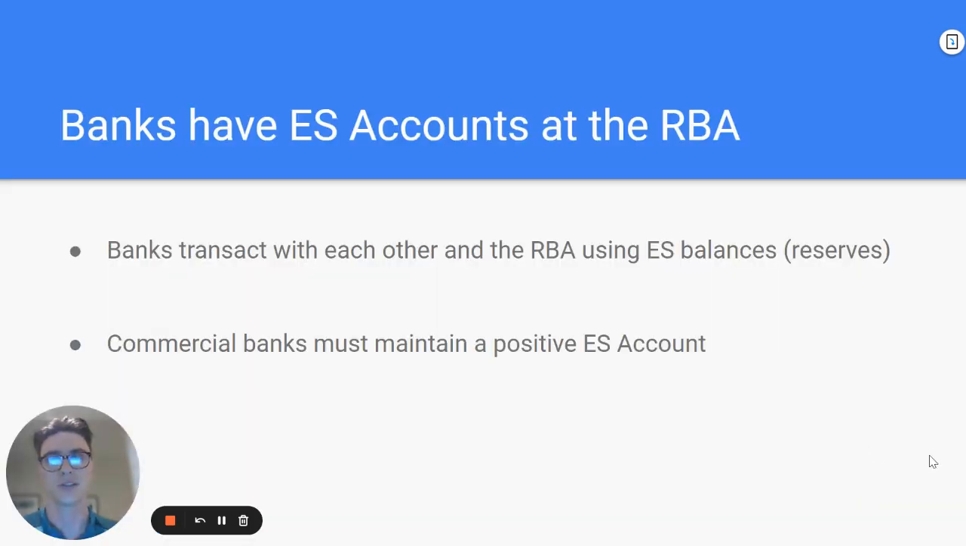So let's remember, banks have ES accounts at the RBA, and it's just a way for them to transact with each other and the RBA and the government. They use a special type of money called ES balances, or sometimes called reserves in other systems. And remember that commercial banks in Australia, in order to stay a commercial bank, have to maintain a positive ES account with the RBA.